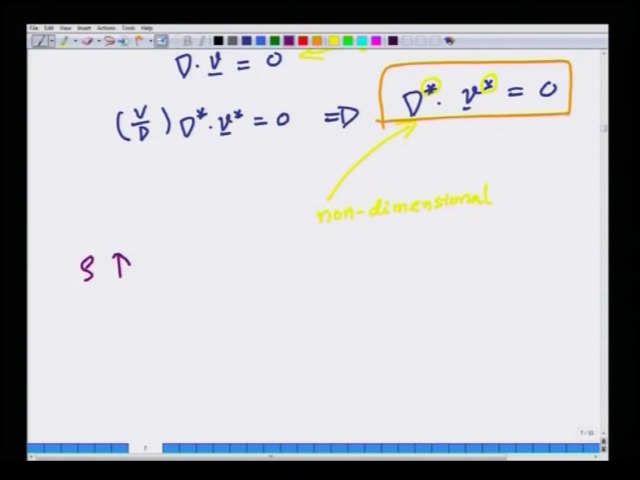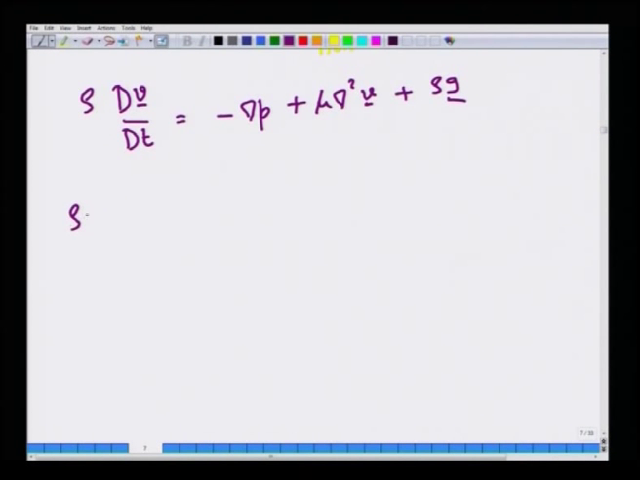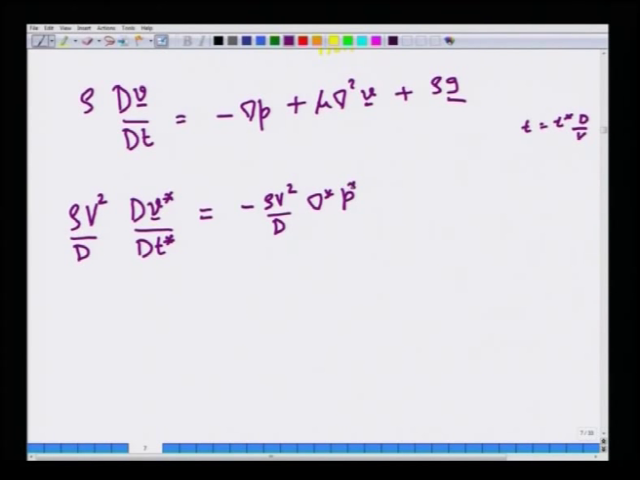You have rho dv dt, this is the dimensional equation, is minus del p plus mu del squared v plus rho g. Okay. Now, instead of velocity, I am going to write v star, and instead of time, I am going to write t star. T is nothing but t star times d by v. So, we get rho v squared by d times dv star by dt star is minus rho v squared by d del star p star plus mu v by d squared del star squared of v star plus rho g. We will keep rho g as such right now.